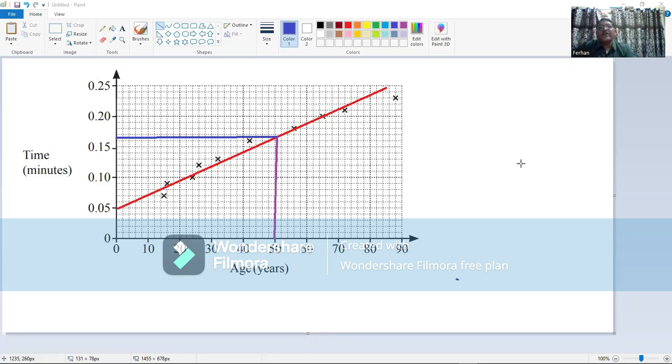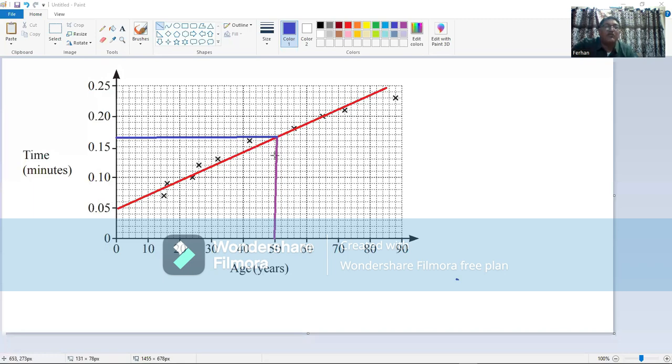So on your screen, my dear students, you can see that I have drawn the line of best fit. The line of best fit is along that pattern, and we try to make sure that the number of dots above that line and the number of dots below that line are almost the same. So I have drawn this red line. This is the line of best fit.